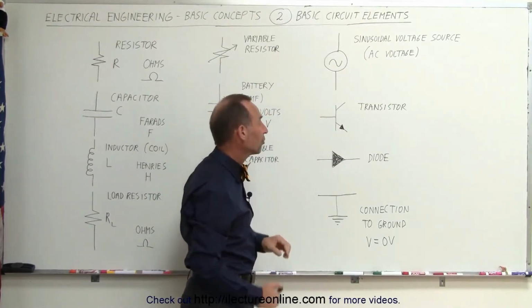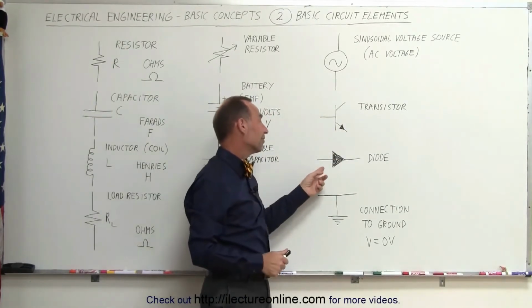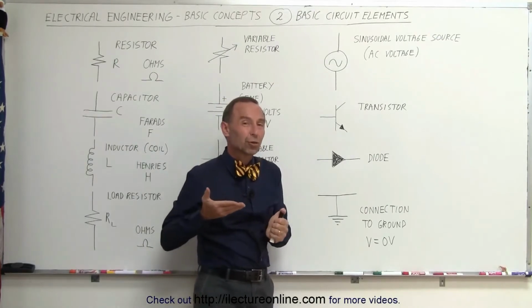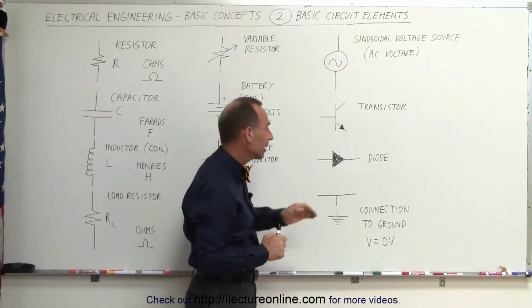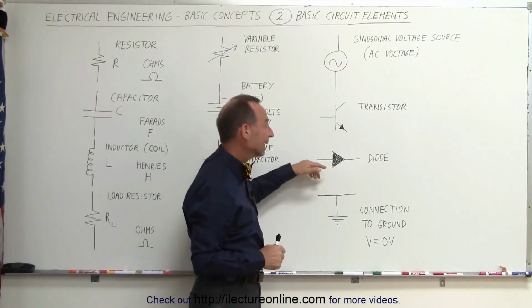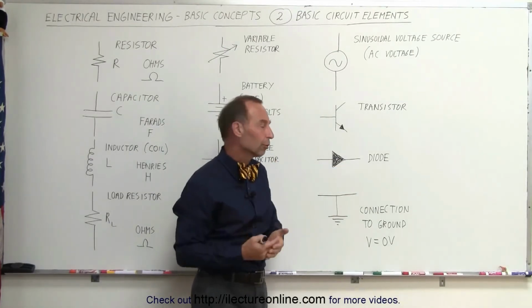We'll learn more about transistors. Another solid-state device is a diode, which basically only lets current through in one direction, not so much in the other direction, maybe just a small amount of leakage current. So a diode indicates what direction it will allow the current to flow.